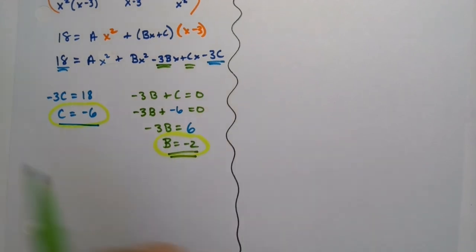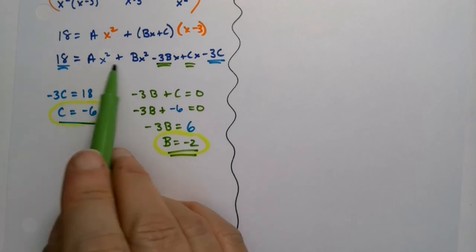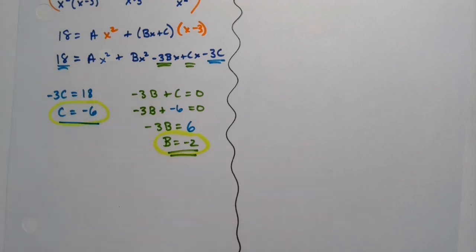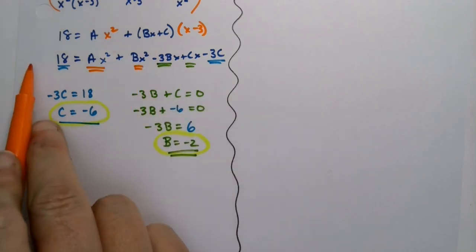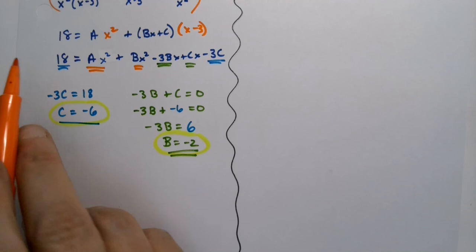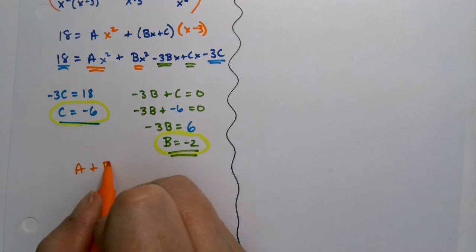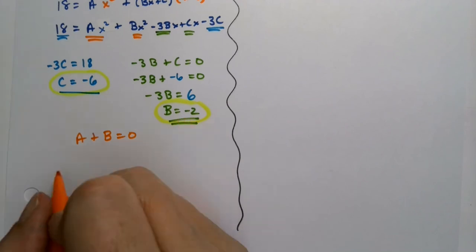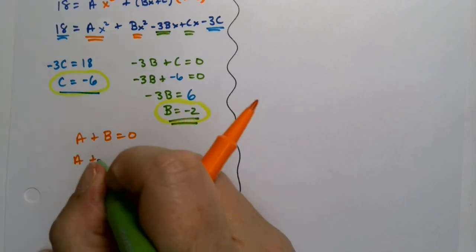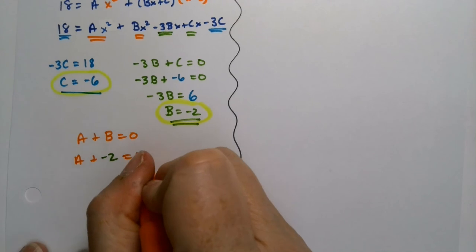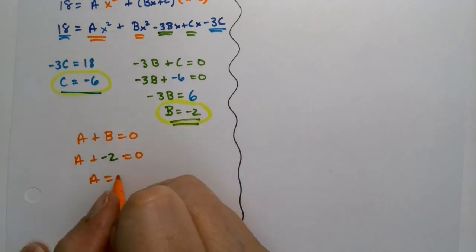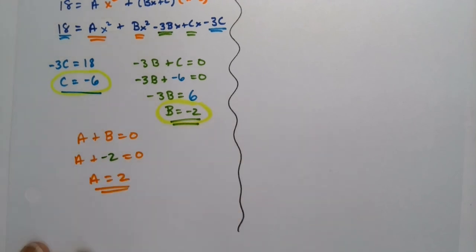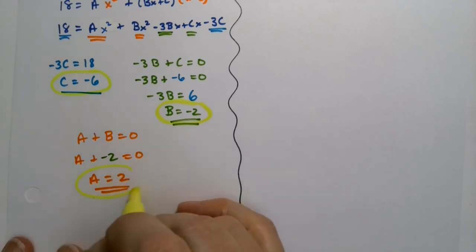Okay, now that I know that, look at the a and b terms. Look at these two right here, a and b. They make 0x squared. There's no x squared term over here. So I know that a plus b has to be equal to 0 also. But I know b is negative 2. So a plus negative 2 is equal to 0. That's going to mean that a is 2. And now I have all my terms, like that.